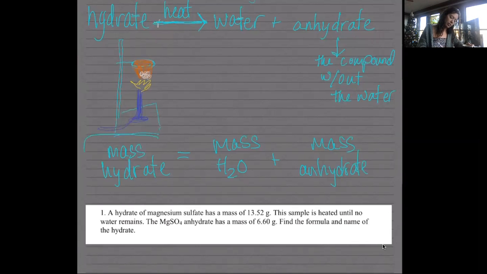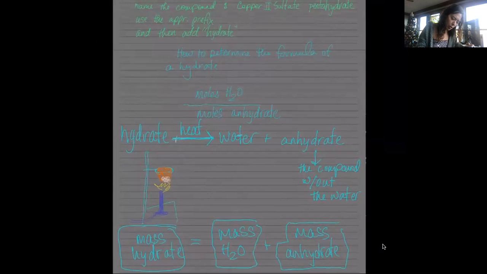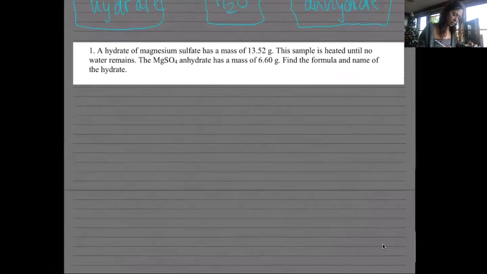If we started with 5 grams of this, and after we heated it and the mass stopped changing, we had 3 grams of this, then we know that we lost 2 grams of water. And if we apply that, we can easily figure out the moles of water and the moles of the anhydrate, and divide them to figure out the number, the ratio. So let's look at some problems that are similar to what you'll look at.